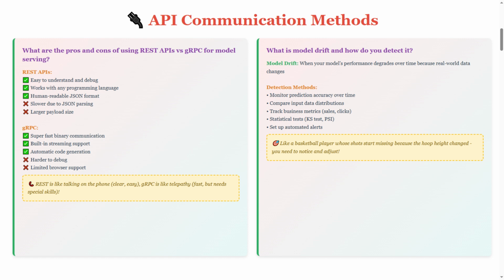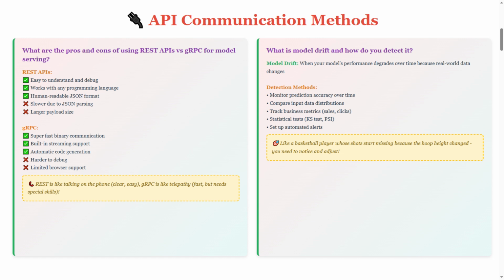gRPC offers different benefits. Super fast binary communication, built-in streaming support, automatic code generation. However, it's harder to debug and has limited browser support. Here's our analogy section. REST is like talking on the phone, clear and easy. gRPC is like telepathy, fast but needs special skills.